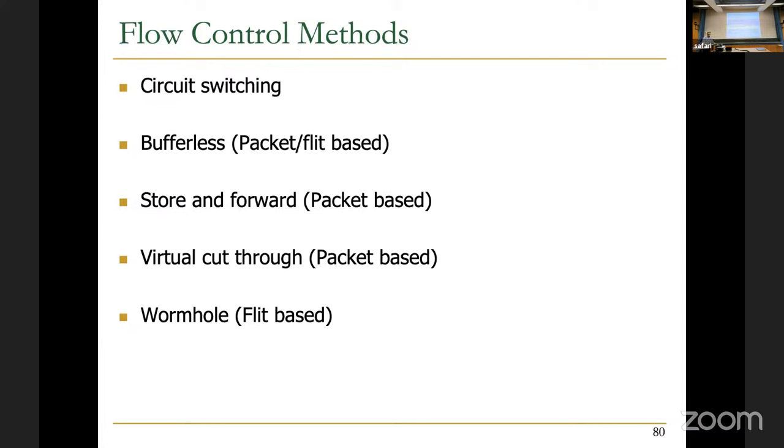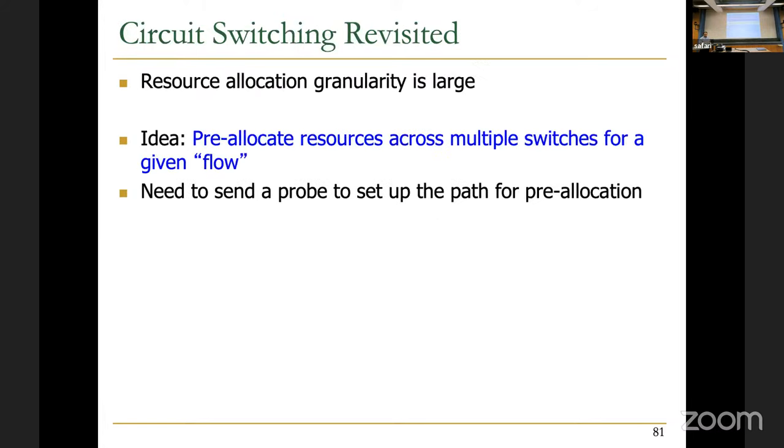So there are different flow control methods. Here are some examples of them: circuit switching, bufferless, which means you don't have buffers, and this is flow control also. Store and forward is a packet-based switching. Virtual cut-through is, again, packet-based switching, and wormhole is flit-based switching. We're going to quickly see them.